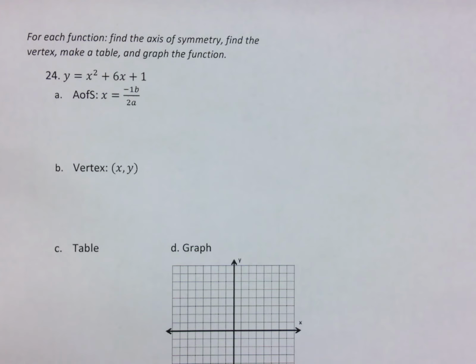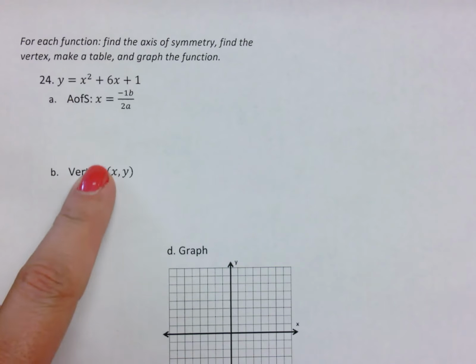These are questions 24 and 25 from the Unit 3 review. For each function, find the axis of symmetry, find the vertex, make a table, and graph the function. These are written in standard form, and because they're written in standard form, we have to do a little bit more work in order to find the axis or to find the vertex.